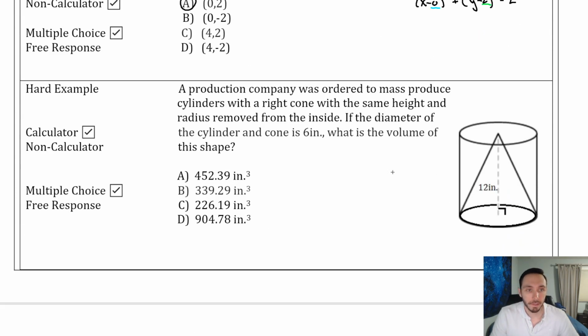Okay, last one here. So it's three-dimensional. A production company was ordered to mass produce cylinders with a right cone, with the same height and radius, removed from the inside, subtracted. So if the diameter of the cylinder and the cone is 6, so I'd make your radius 3. What is the volume of the shape? Okay, so I know that this is 3.